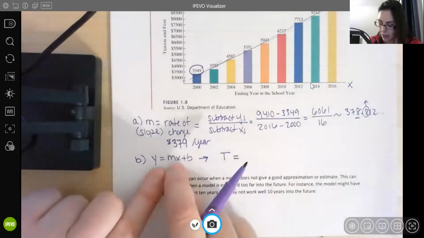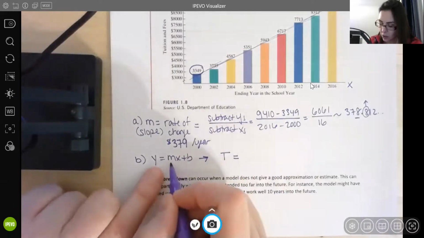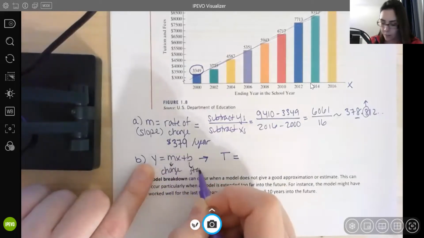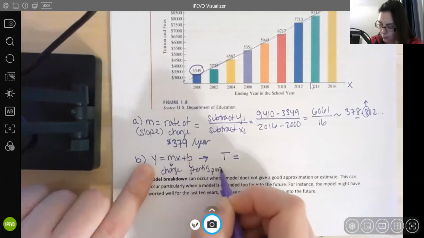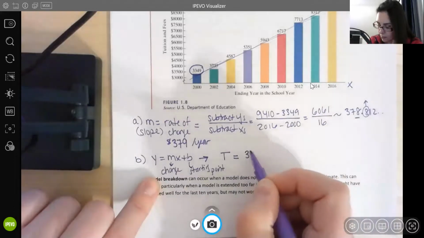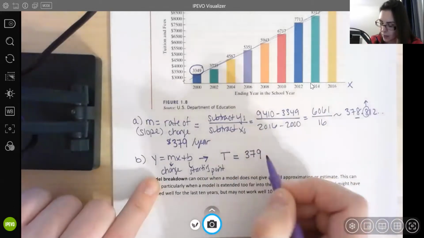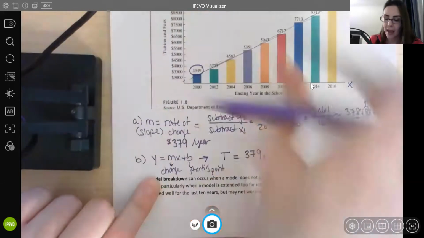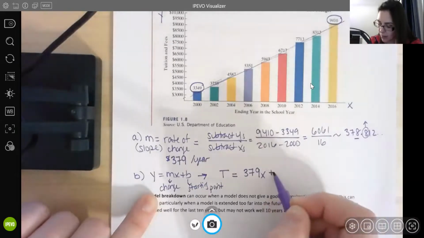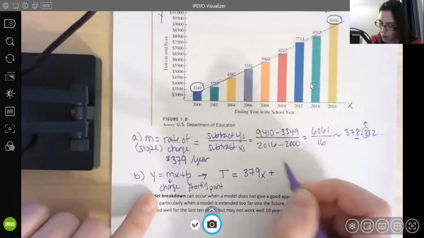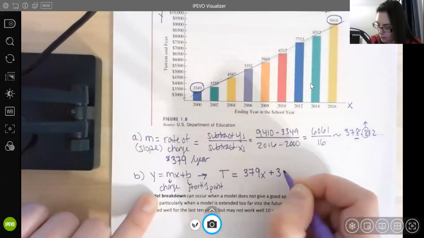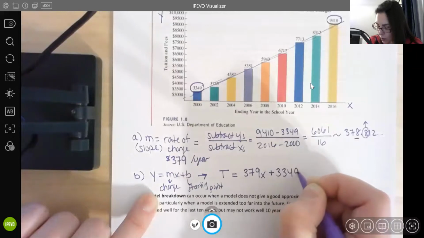And we're going to take our change. So this is our change. And this is our starting point. So our change here is 379, and that would be in years. And we're using, as it was told up top, X for years. And then we're adding that with our starting point. And our starting point was 3,349. So this is what our model looks like.